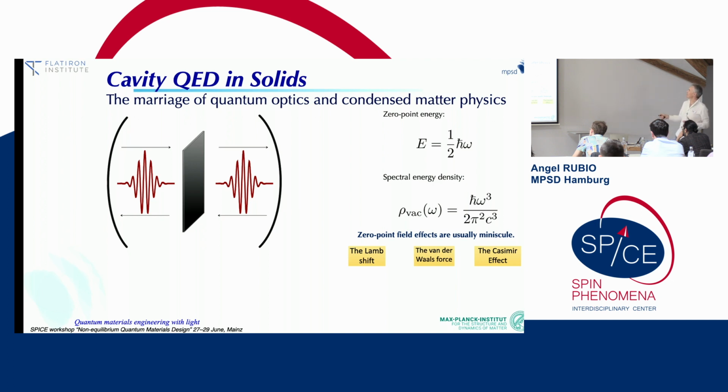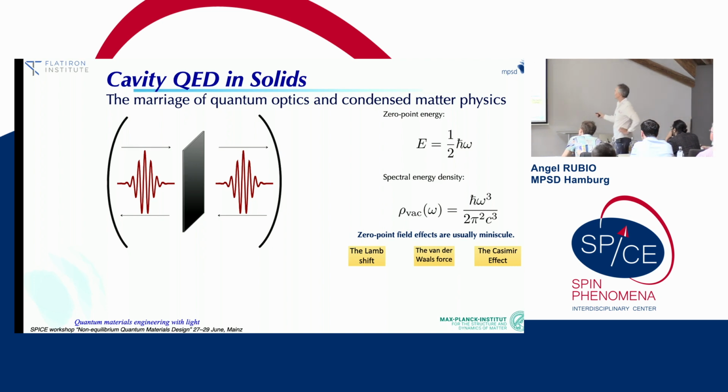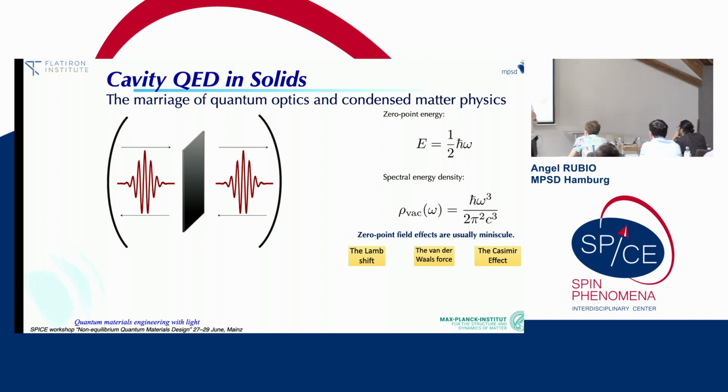The first thing is this cavity QED in solids, for which you have this input-output theory that was described to analyze the properties of the material in the cavity. The first thing you do is just take 1 minute to look at the zero-point energy and the spectral density of your system. If you plug in numbers, you eventually realize that those effects are tiny. What I think is important is that it's tiny but non-zero, in spite of the fact that some people claim it's zero.